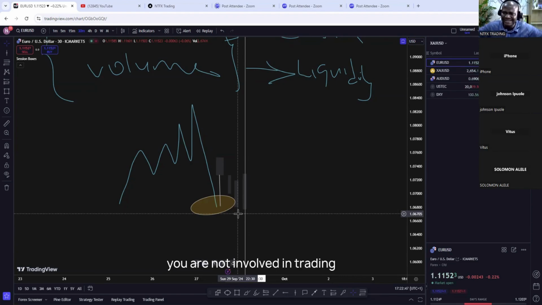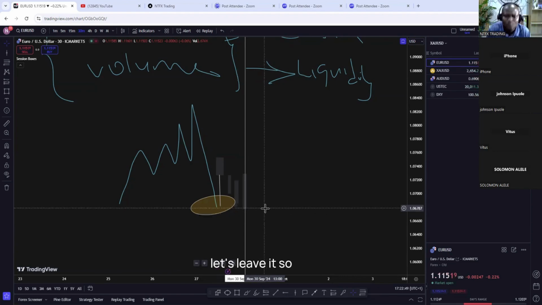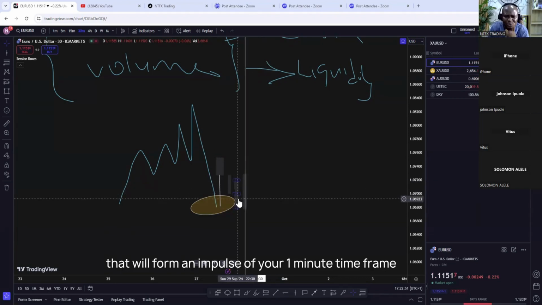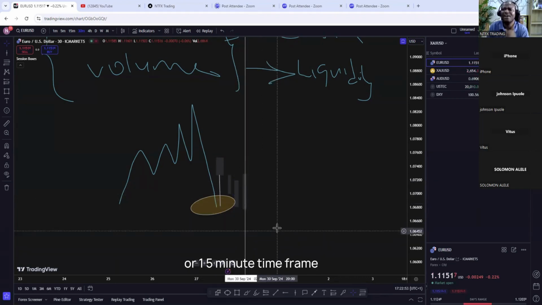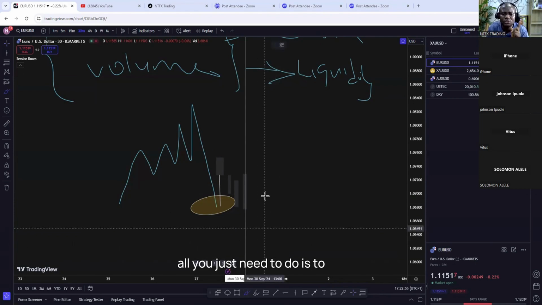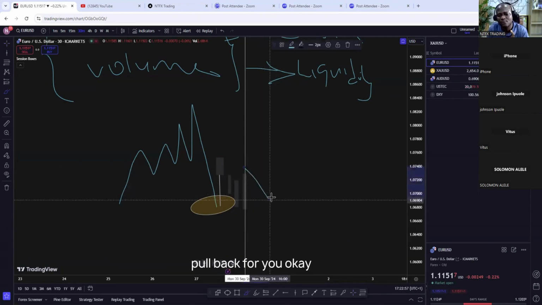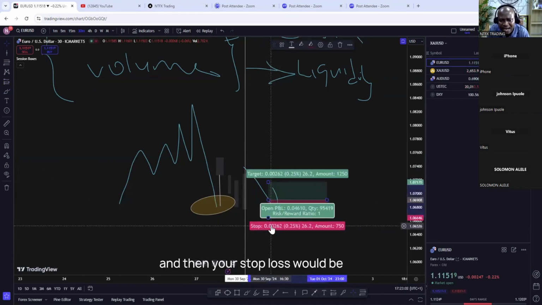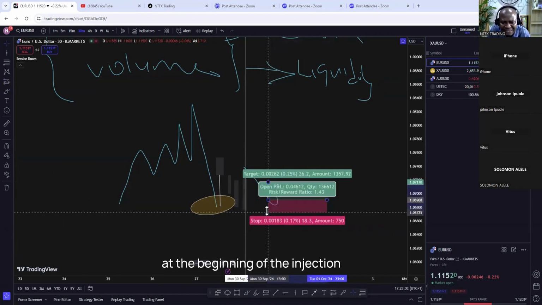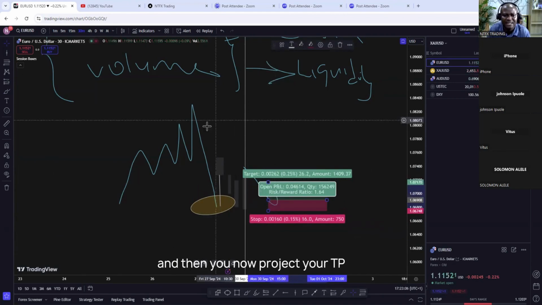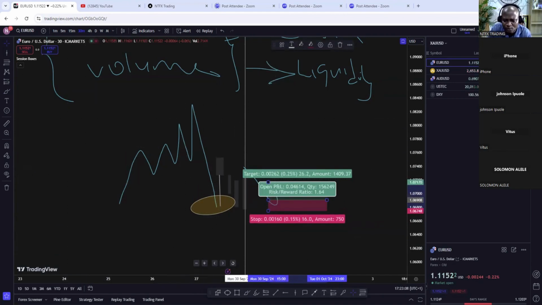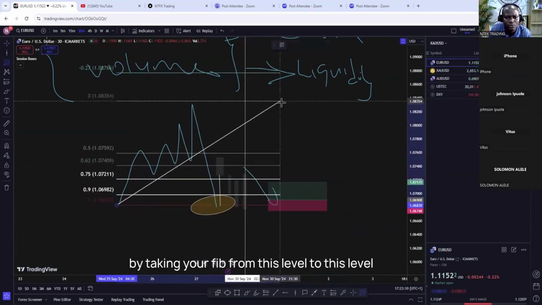You are not involved in training, so you don't need all this. Let's leave it. So that will form an impulse of your 1 minute time frame or 5 minute time frame. All you just need to do is to go back there and see how it pulls back for you. Okay? And your entry will be here, and then your stop loss will be at the beginning of the injection.